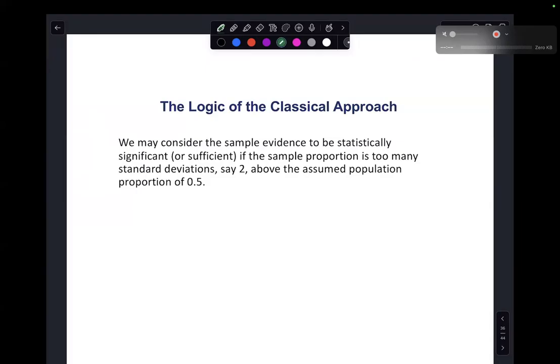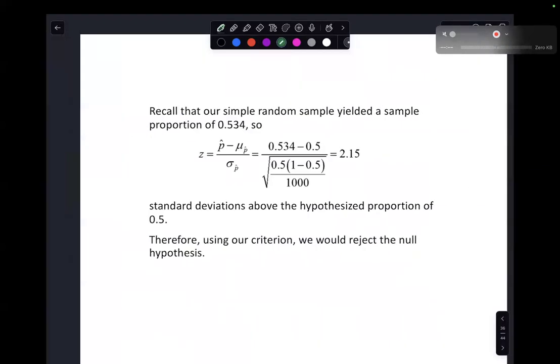So this one right here, where if our sample proportion is too many standard deviations away from our p hat, then it's going to be statistically significant. So 2 is kind of our rule of thumb, but our alpha is going to determine how many standard deviations we can be away. But right now, we're just going to say 2. So let's take a look.